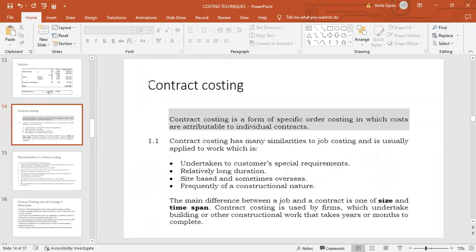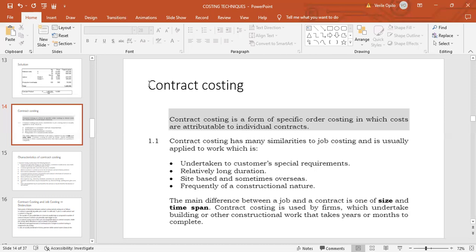So those ones now are going still to be to the specific request of the client, just as we did in job costing. However, these ones usually involve a bigger magnitude. It is a job of a bigger magnitude, it is greater in size, and then also it usually takes a longer time period or a longer duration. So that is what we said was the difference between contract costing and job costing.